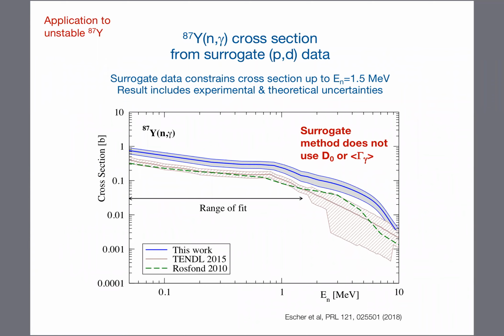And here in blue is our result. This is a bit higher than what some of the evaluations say, but those evaluations are only based on systematics. There's no D0, there's no gamma gamma available for this nucleus because it is unstable. And again, the surrogate method doesn't need that.